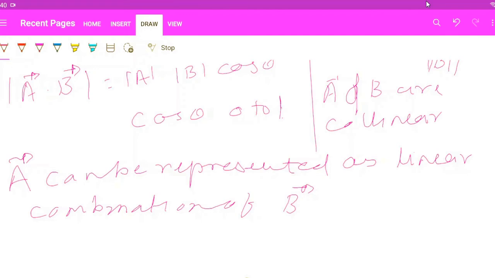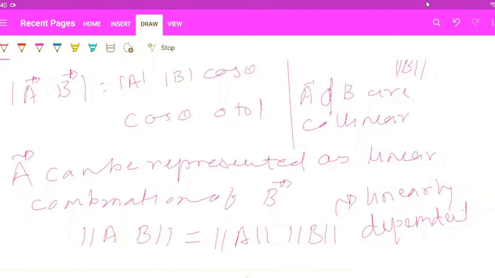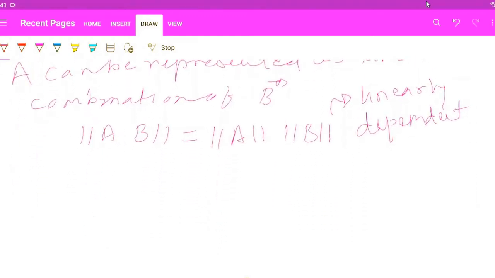There is a trick here. If you want to find out whether two vectors form a set of vectors that is linearly independent or not, you just find the norm of the inner product of A with B. And if this is equal to the norm of A times the norm of B, then they are linearly dependent vectors. And if not, they are linearly independent vectors.